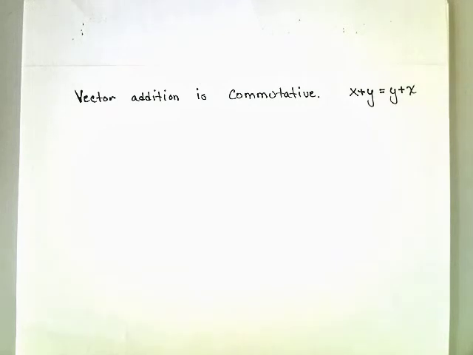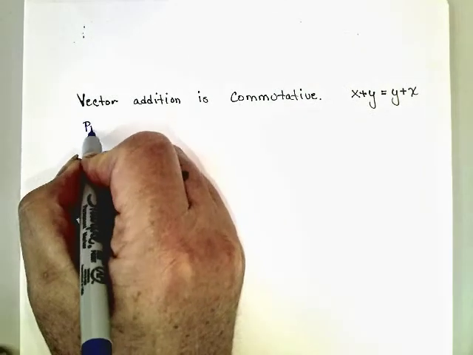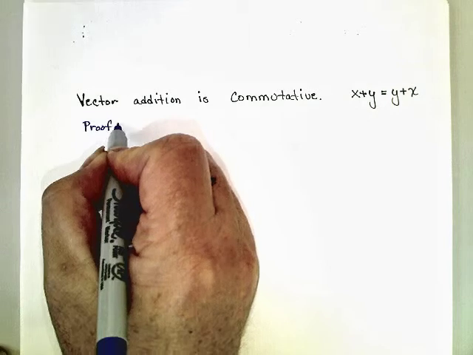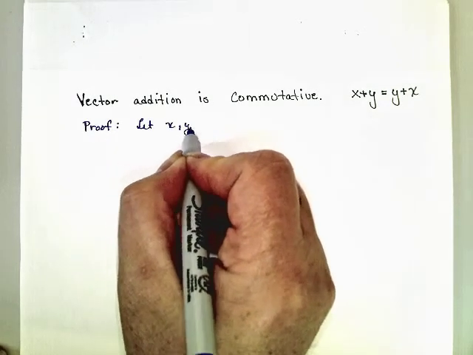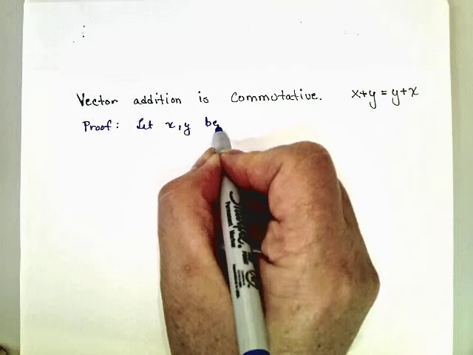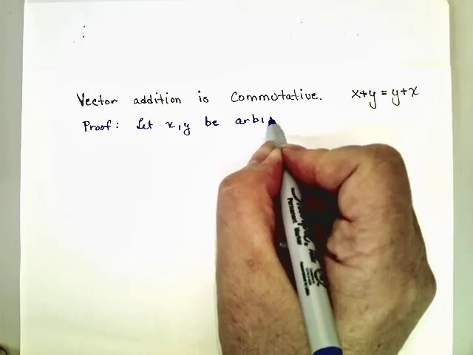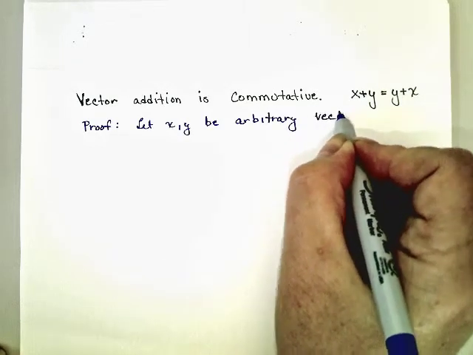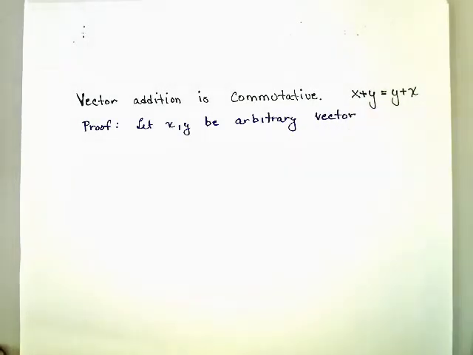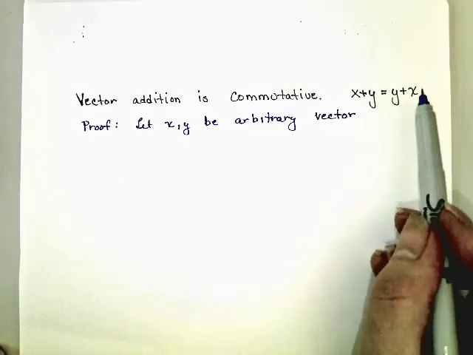Well, let's try our proof. To begin with, we will start by suggesting that x and y be arbitrary. That means any vector. And we want to show that for any vectors, x plus y is always y plus x.